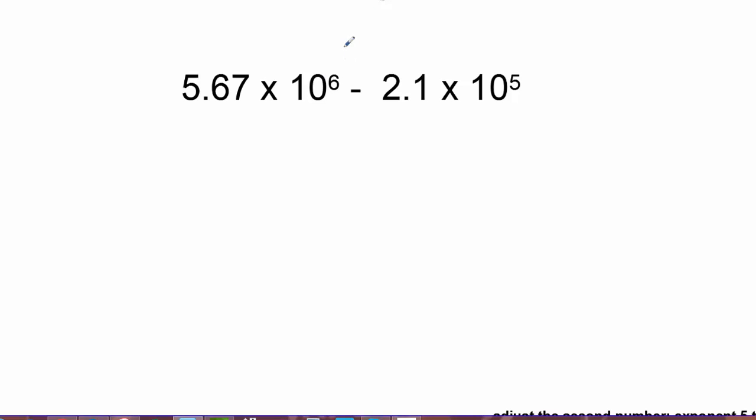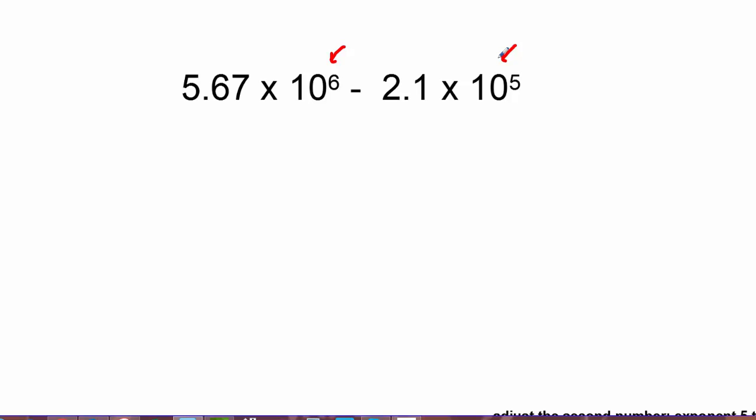So you could go ahead and adjust this exponent to be 10 to the 5, or you could go ahead and adjust this one to 10 to the 6. I'm going to show you in a moment that either route will get you to the right answer. You just got to be careful that you're adjusting them correctly, and then you've got to be careful about your sig figs when you're doing the addition or subtraction. But if you do that, you're going to be just fine and you're going to get the right answer.